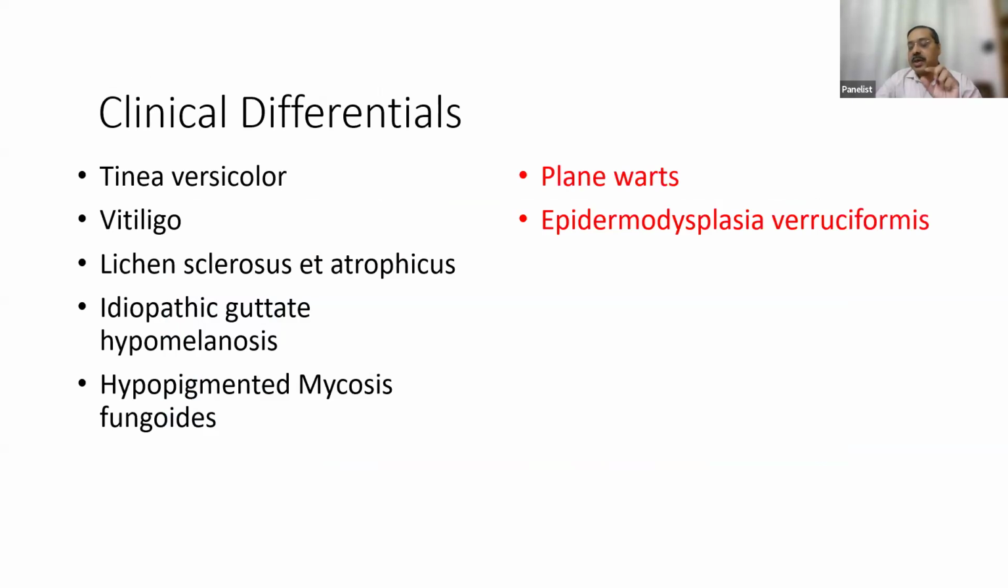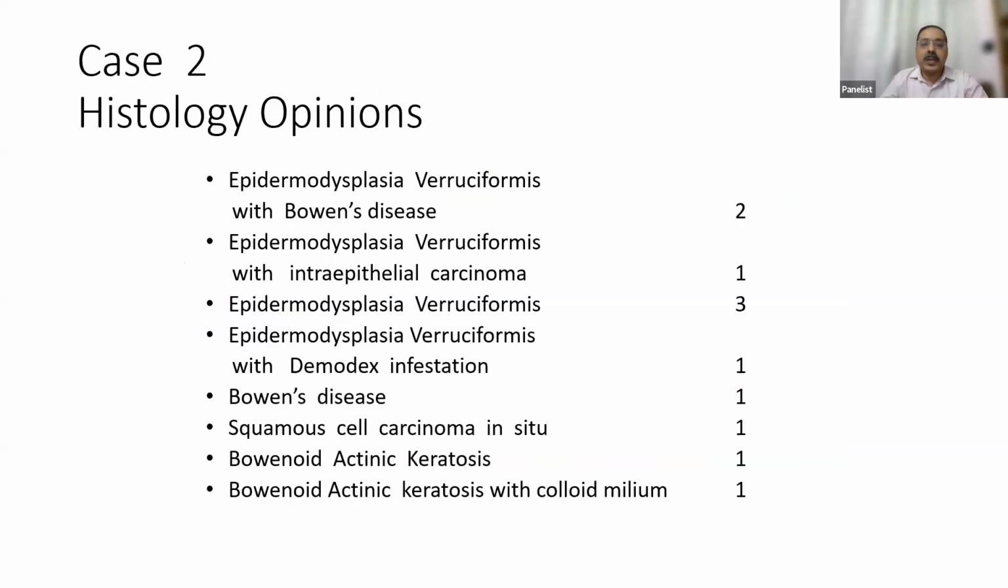But in this case, because they are slightly more elevated lesions, we'll put a diagnosis of plain warts or an epidermodysplasia verruciformis, which is a heritable form of warts where you can have a relative immunosuppression. So these two diagnoses would be dominant on my list instead of the ones on the left. So the histopathology opinions in that slide seminar, they all gave epidermodysplasia verruciformis with Bowen's disease.